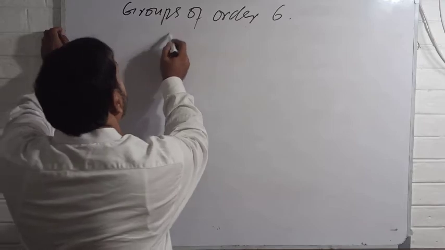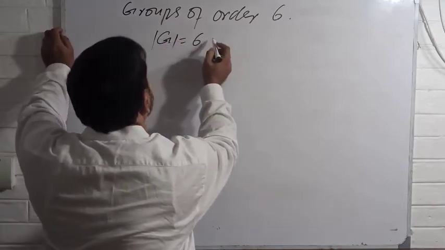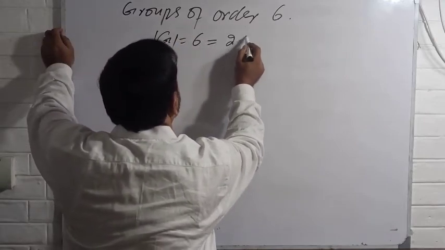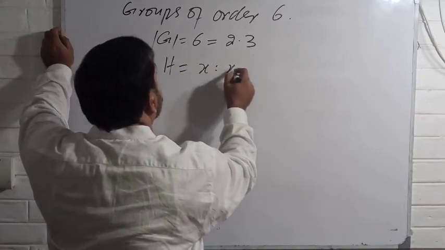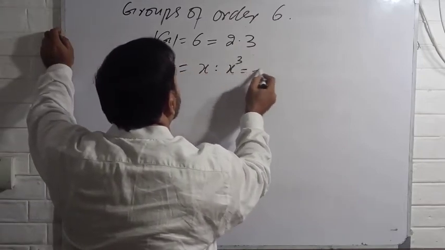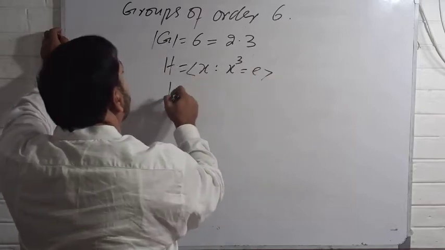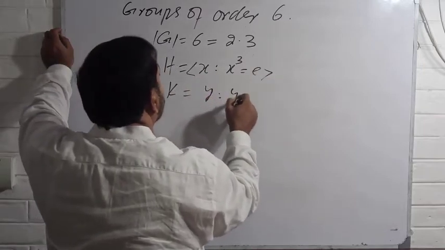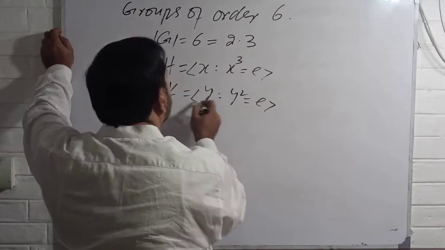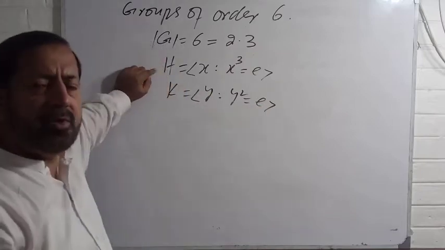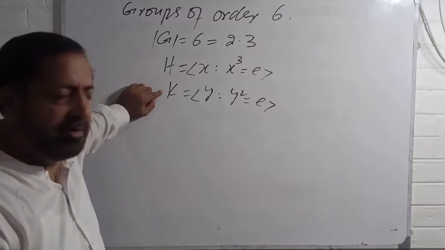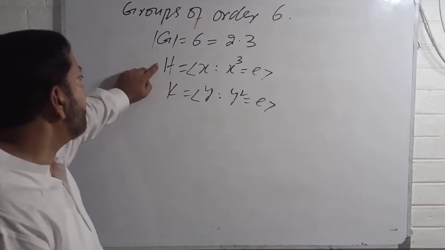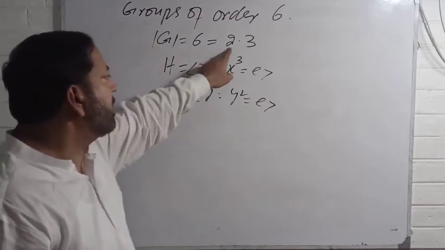So if order of G is equal to 6, which is equal to 2 into 3, this means that you can take H equal to <x>, such that x cube is equal to e, and then K, which is equal to <y>, such that y square is equal to e. So these are the Sylow subgroup of order 3 and a Sylow subgroup of order 2. And you know that index of H in G is 2.